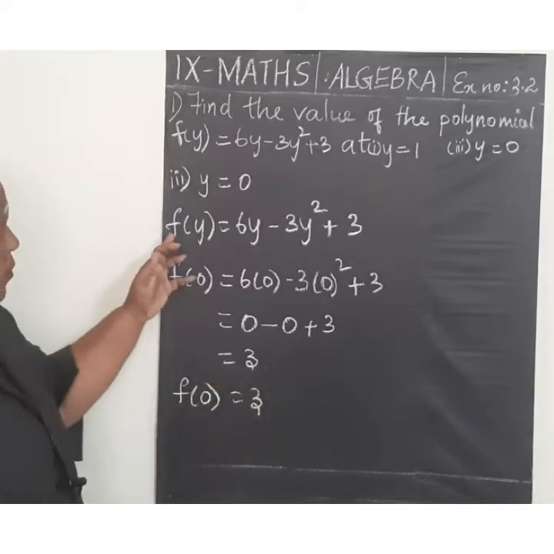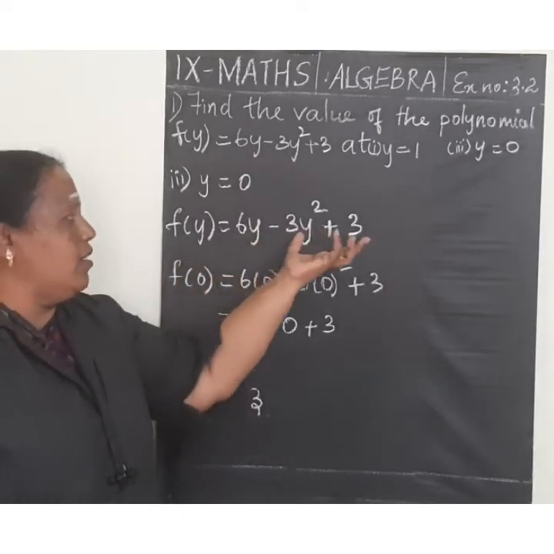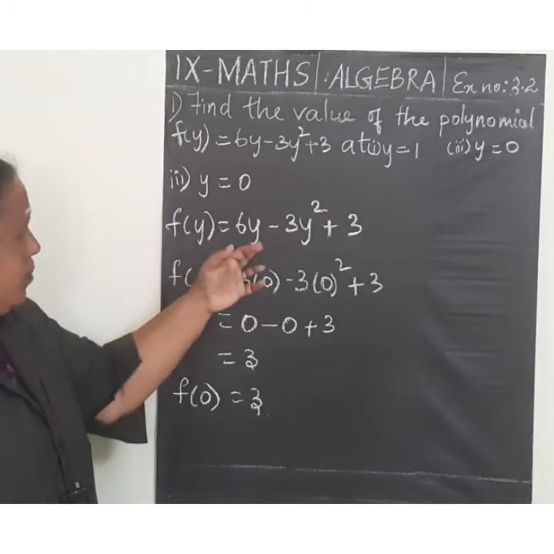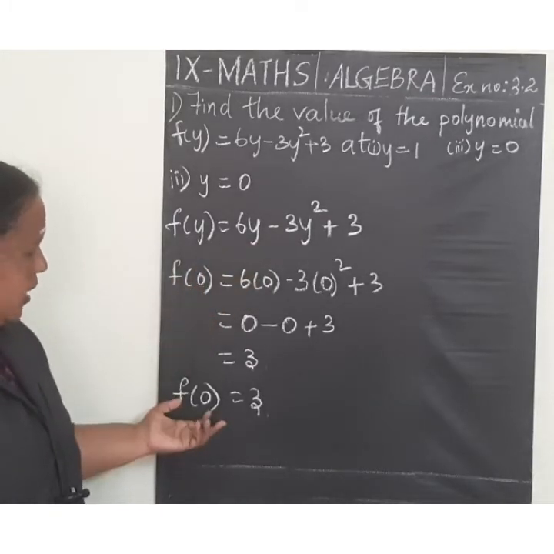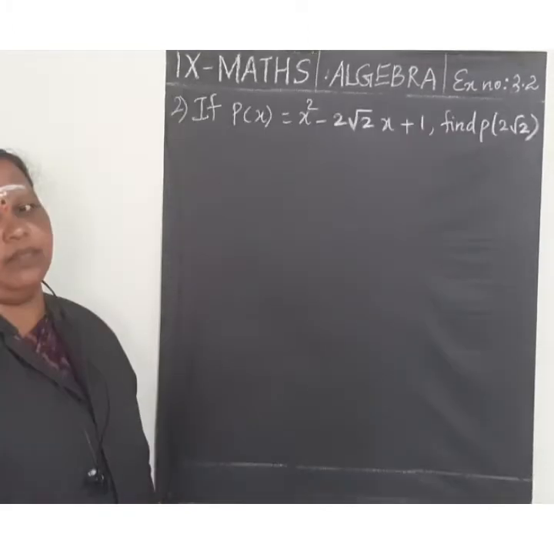So in the polynomial f of y, 6y minus 3y square plus 3, when we substitute the value 0 in the place of y, at that time we get the value of the polynomial as 3.